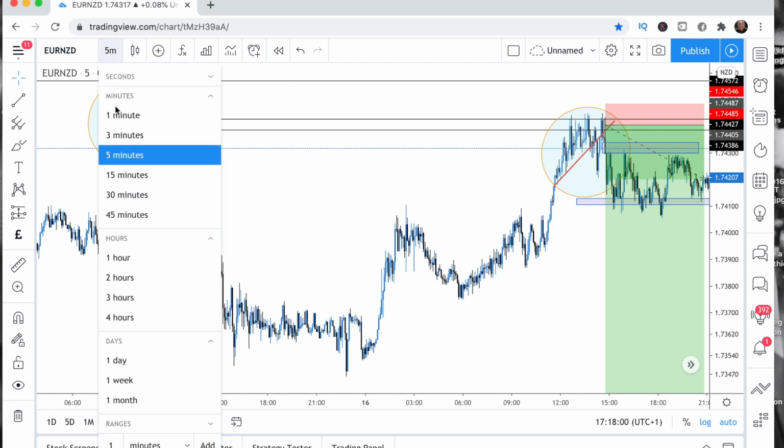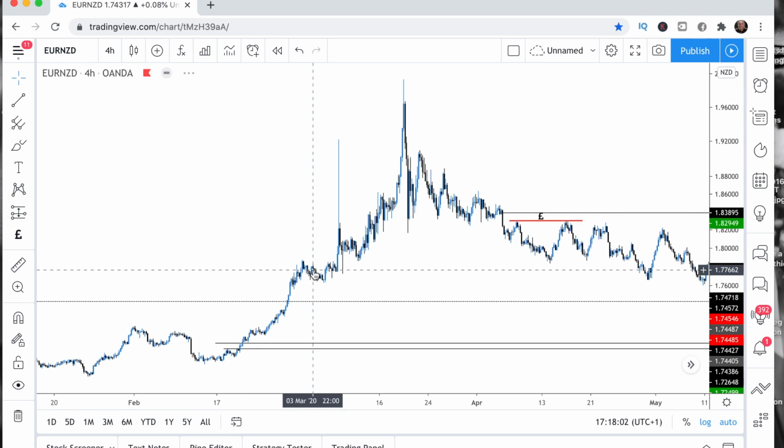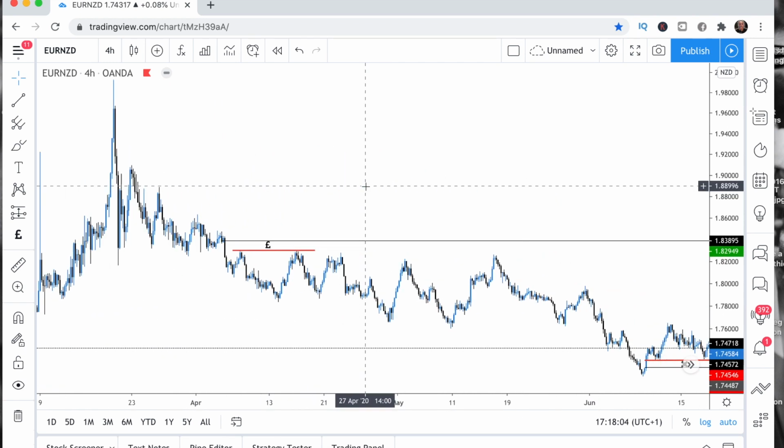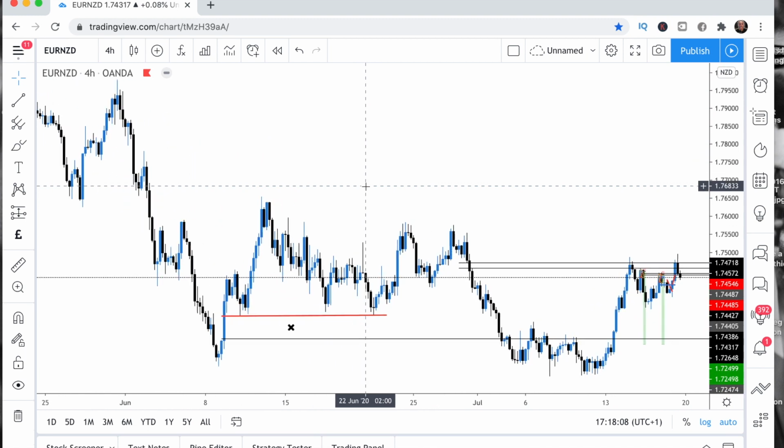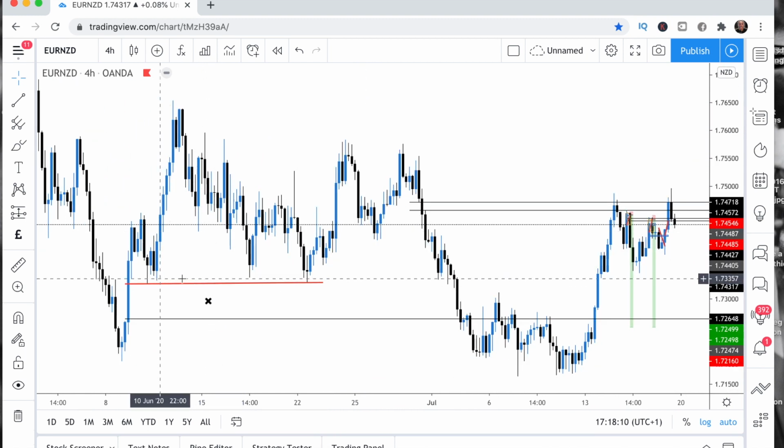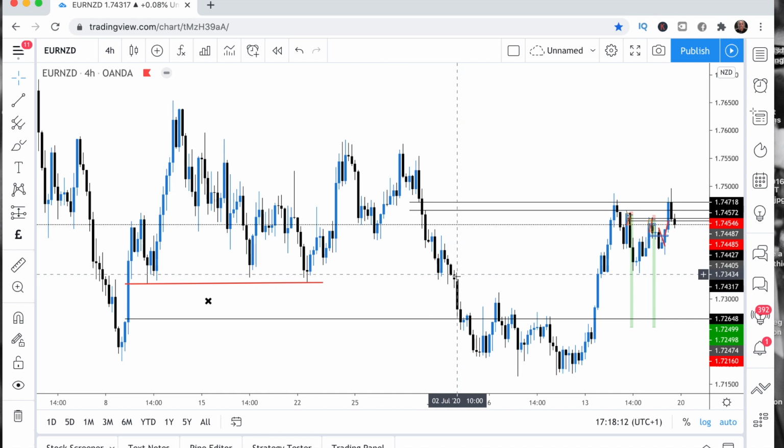Let's go to the 4-hour time frame. Boom. As you can see, your NZD is making lower lows and lower highs. Ran out the liquidity down here. There's lots of money down here. Ran that all out with this candlestick right down here.